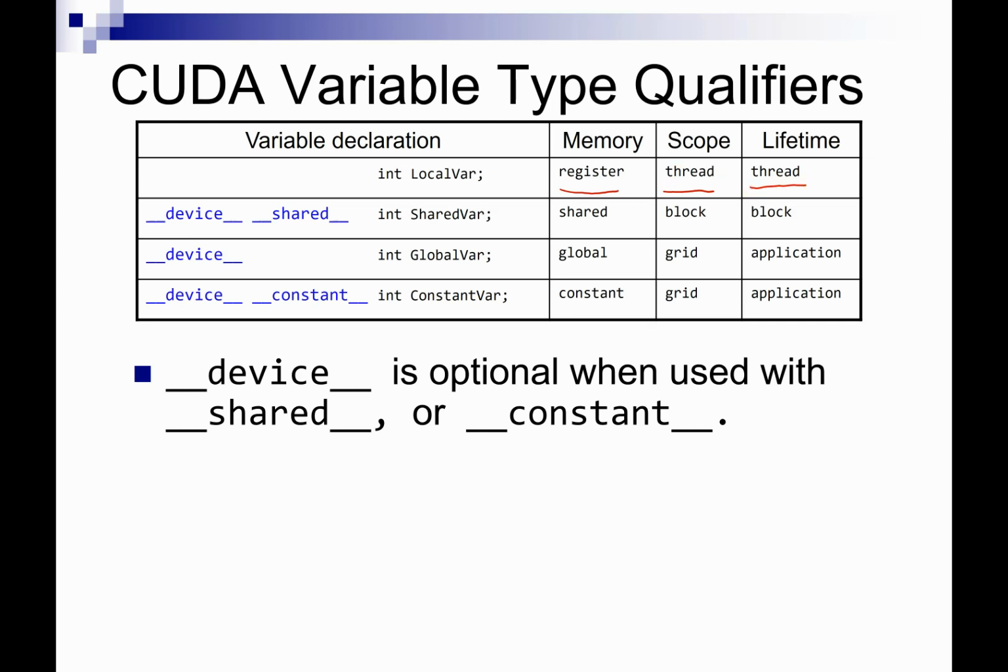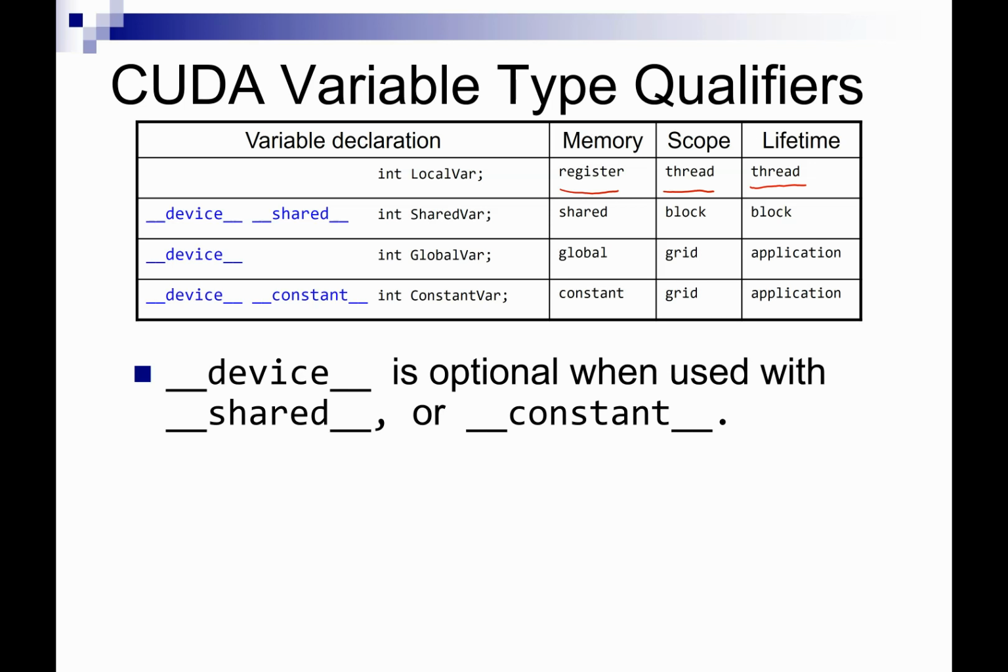For shared memory, the way you declare it is with double underscore shared, and this is visible to the entire block of threads. So if one thread from the thread block declares some piece of shared memory, then all the other threads from the thread block can see that. And the lifetime is the block's lifetime.